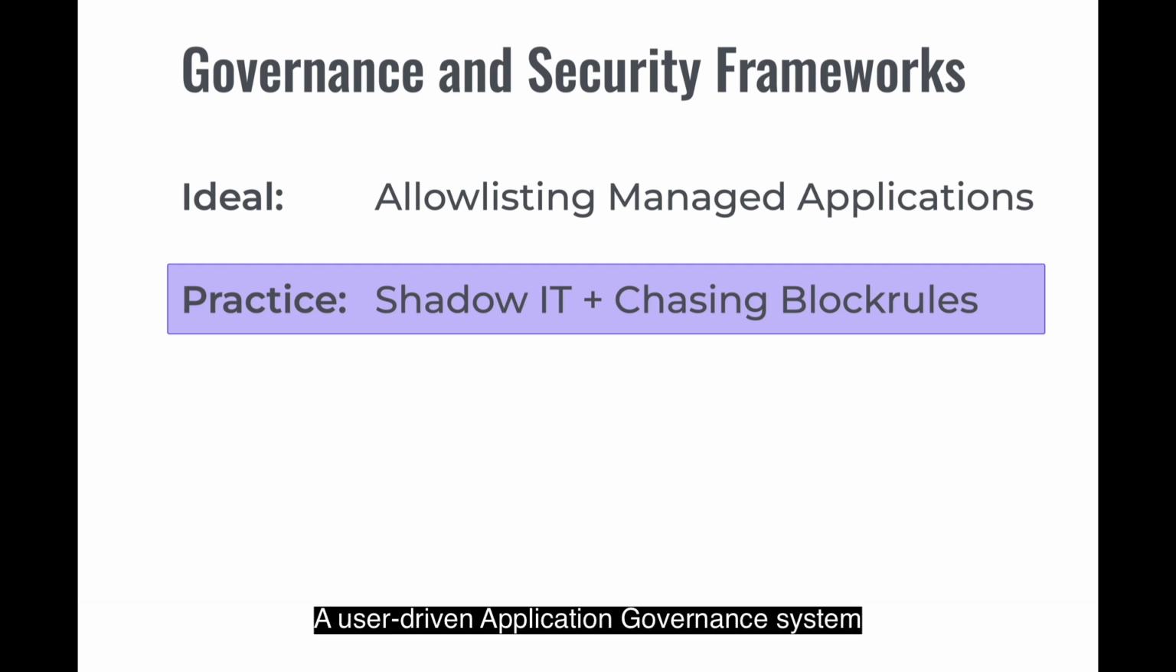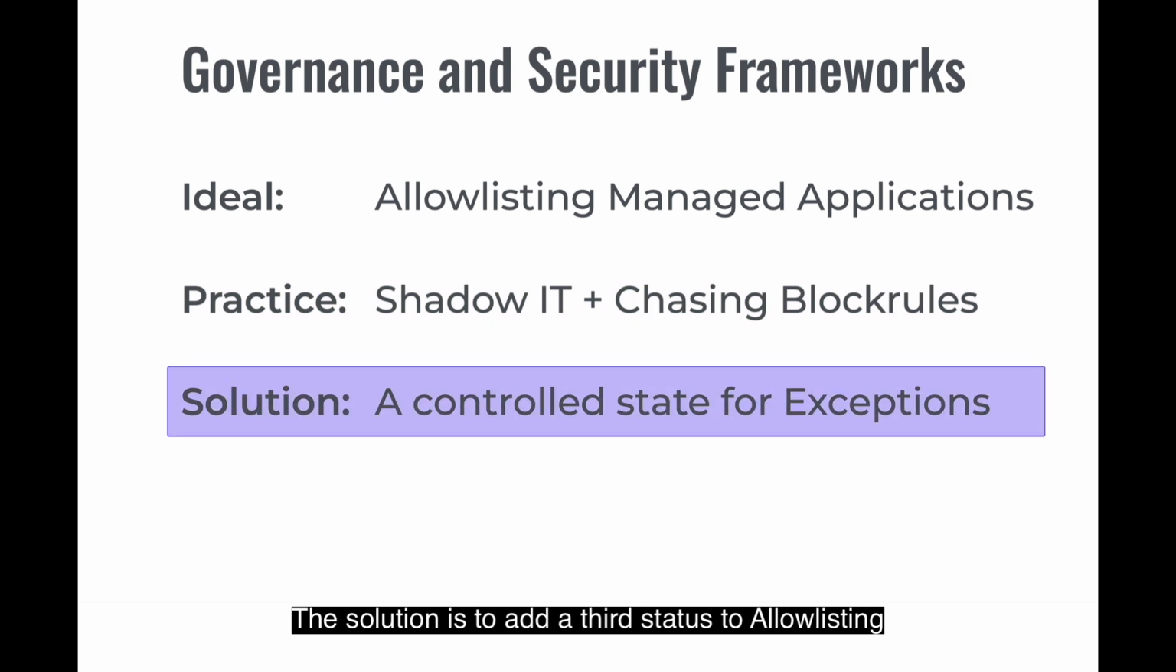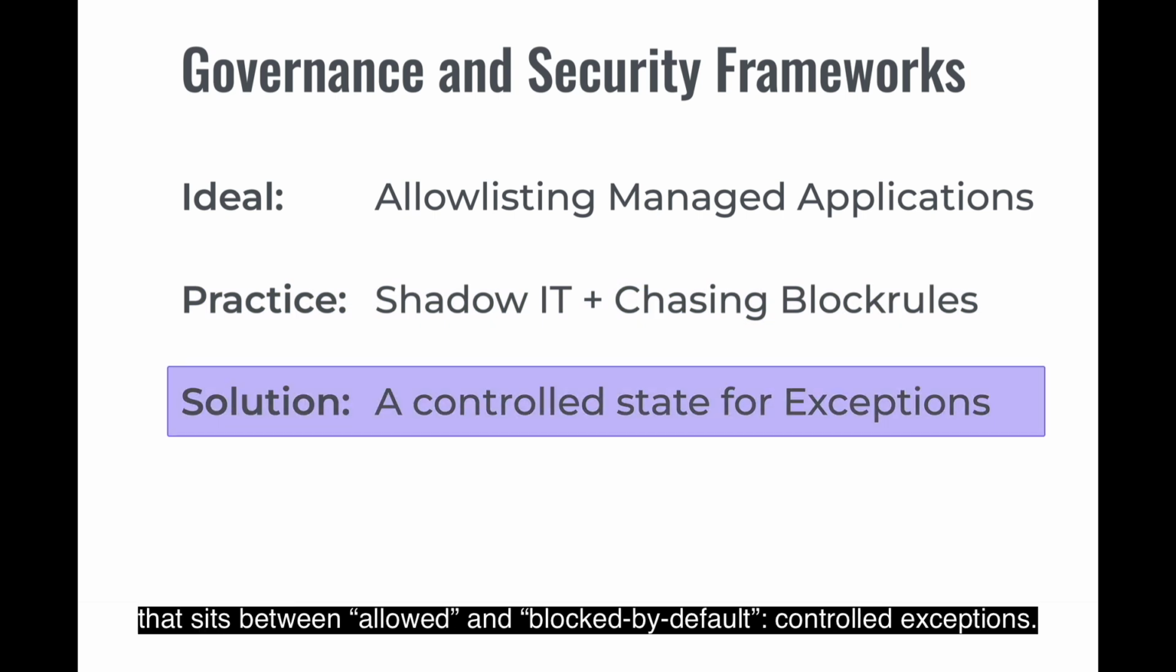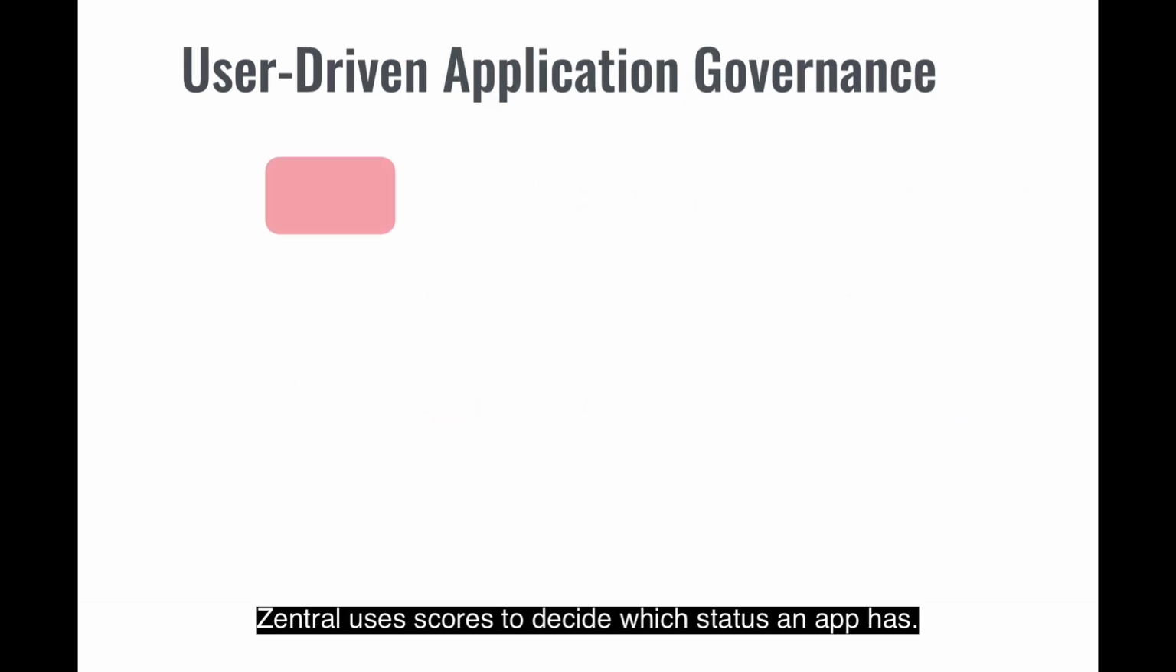A user-driven application governance system can deliver much-needed middle ground here. The solution is to add a third status to allow listing that sits between allowed and blocked by default, the controlled exceptions. Central uses scores to decide which status an app has.